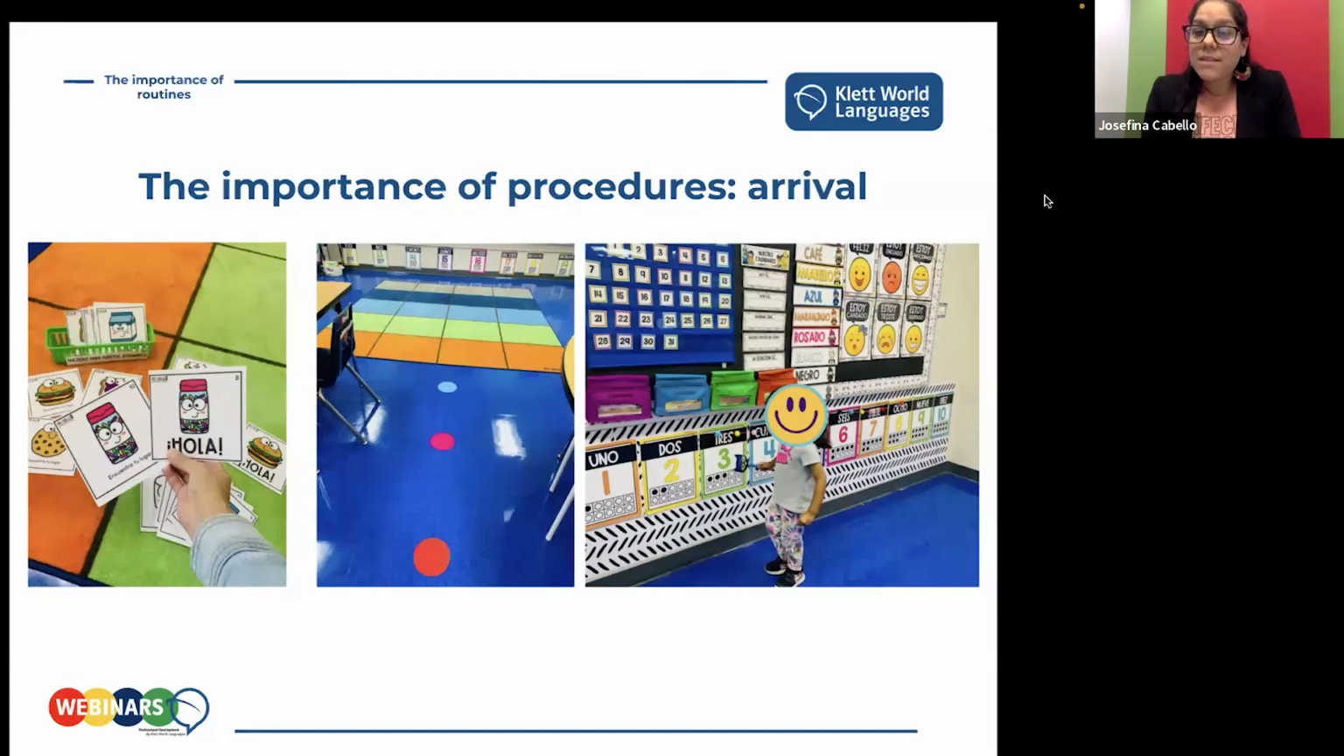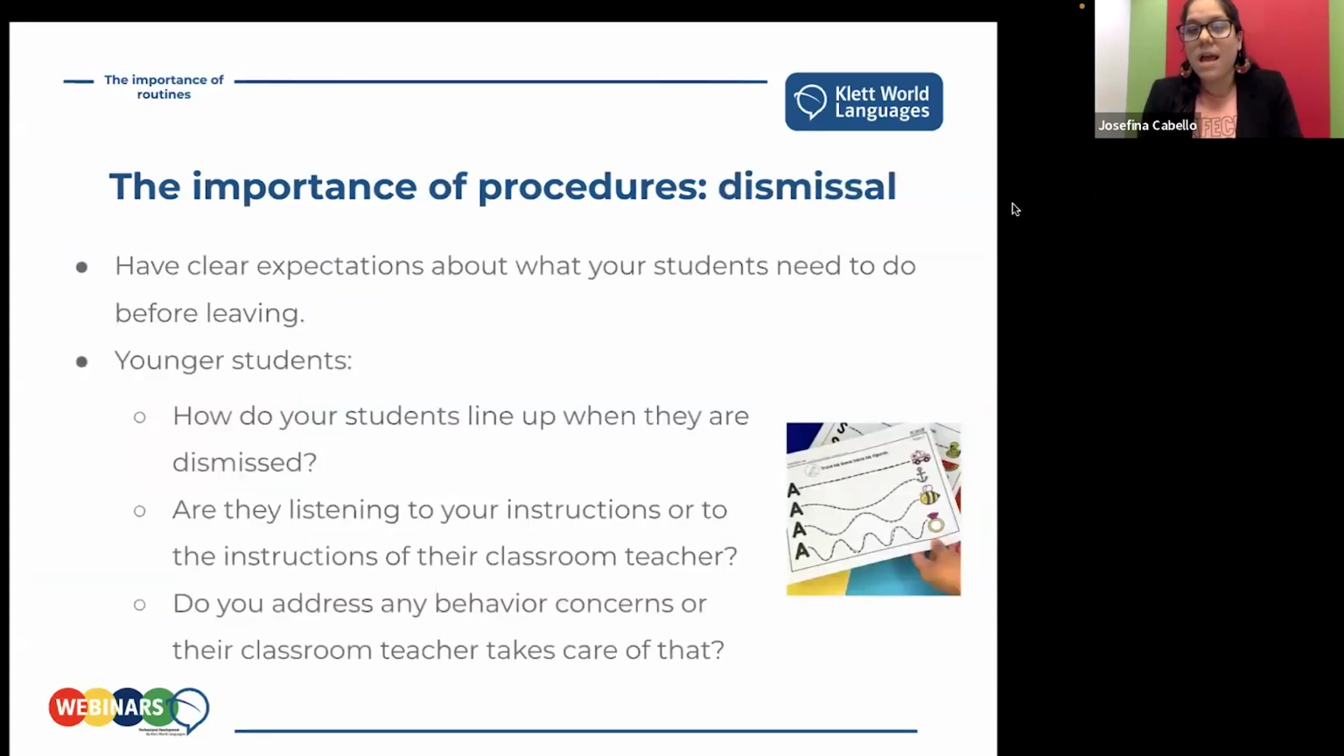So with this being said about arrivals, we're going to talk a little bit more about what you do when you dismiss your students. When they come to your classroom, if you have the procedures ready, if you follow that routine every class, they're going to follow it. And that's going to save you a lot of time. When I say it saves you a lot of time, that means you'll have more time to actually teach your lesson and not go over procedures and other things. So if we can move on to the next slide, we can talk a little bit more about dismissal.